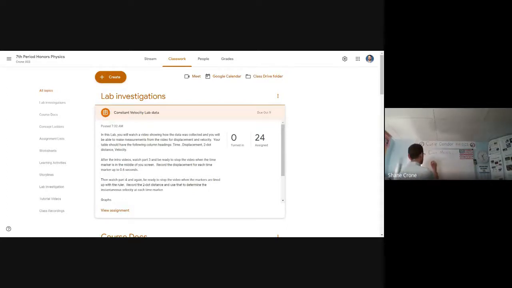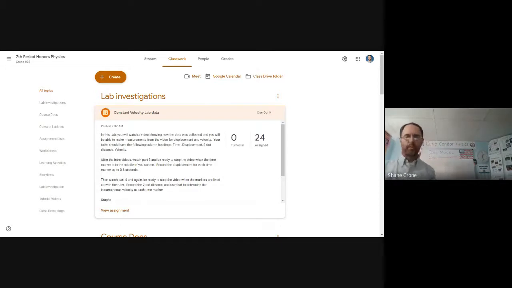So the categories are going to be: time, which will be measured in seconds, and displacement, which will be in centimeters. We have to have these two columns today in order for you to continue with the activity. If you don't fill in the other two columns, two-dot distance and velocity, it's no big worry to me today, but I need these two columns to be in there, and I would like to have the correct units.